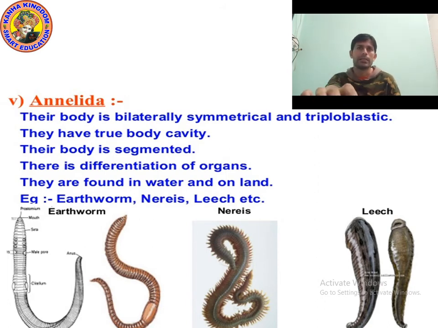Coelenterata. They are also aquatic, but they have coelom. Coelom means they have a cavity. Then we studied the next, which is Platyhelminthes. Platyhelminthes have a flat body and they are bilaterally symmetrical. Bilateral, you know the meaning. Bilateral means both right and left halves of the body look the same.